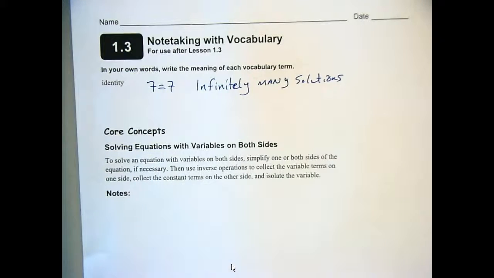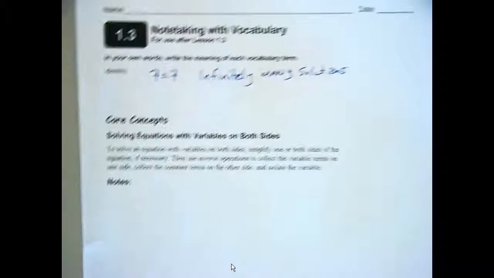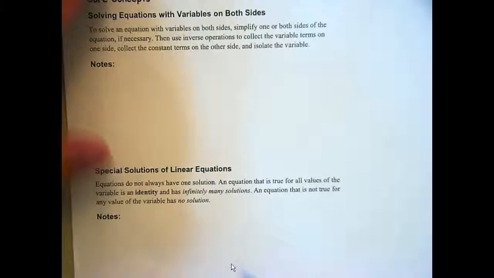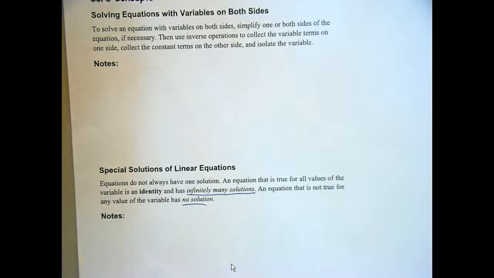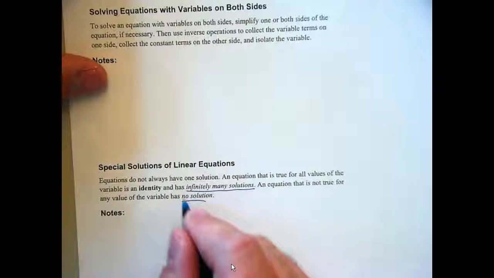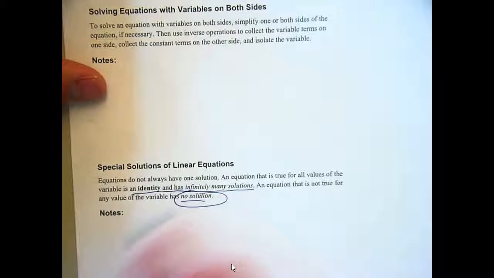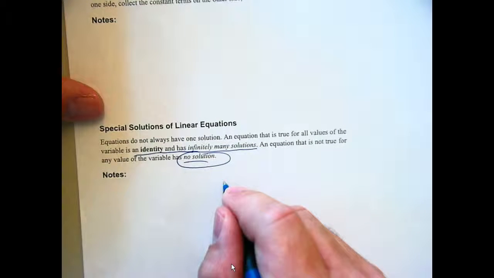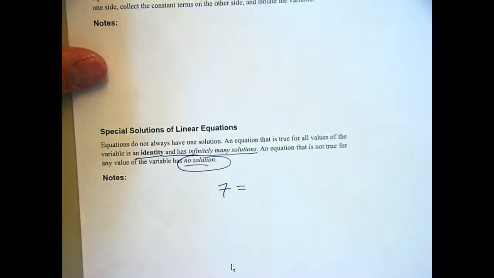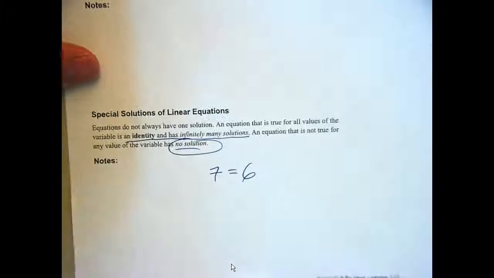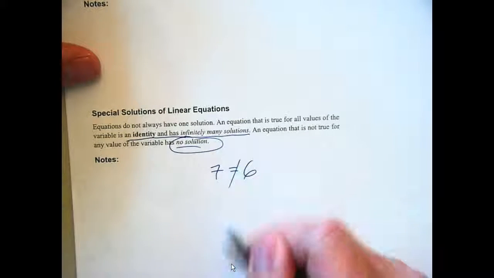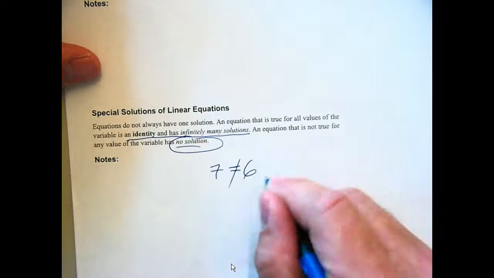Okay, I want you to read to the very bottom there. You have infinitely many solutions, but then you have another piece there. You could have no solutions. So there's our identity. The way you get no solution is if you have something like 7 equals 6. Can 7 ever equal 6? Nope. That's never true. That's the not equal sign. That means no solution.